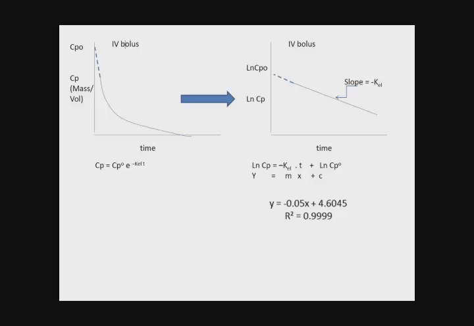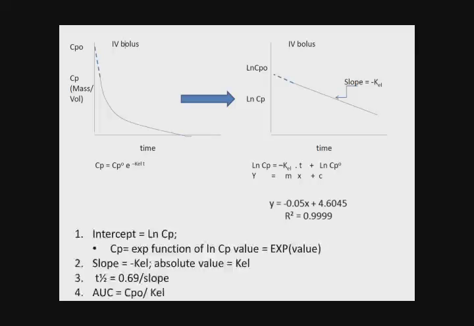So for the data set I just gave you, my relationship is y is equal to minus 0.05x. X is time, of course. That means KEL is equal to 0.05, not negative 0.05, but 0.05, and natural log of the plasma concentration at time 0 is 4.6. And in order to get what that value is, all you need to use is the exponent function. If you do that in Excel, that is equal to EXP, and in parentheses, that number, 4.6045, it will return the actual initial plasma concentration, that is your CP0.